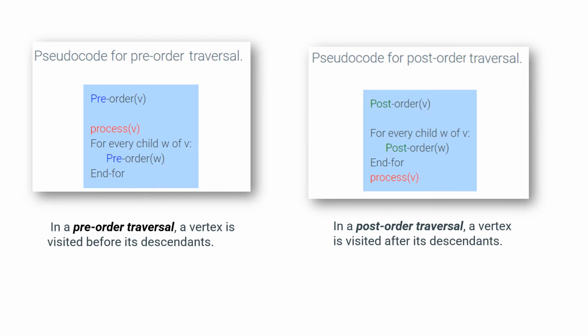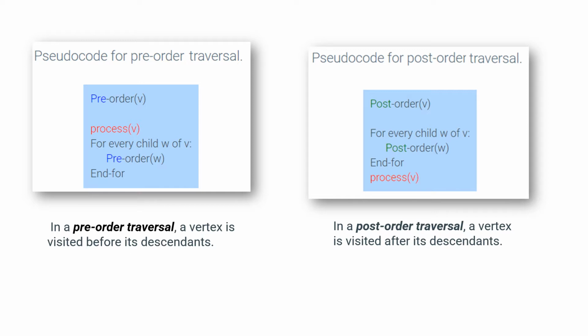But over here, here's the pseudocode for post-order traversal. And remember there, the vertex is visited after its descendants. So visited in this case again means, as before, processing it. So that might be searching through a folder or printing the title of a chapter or something like that.